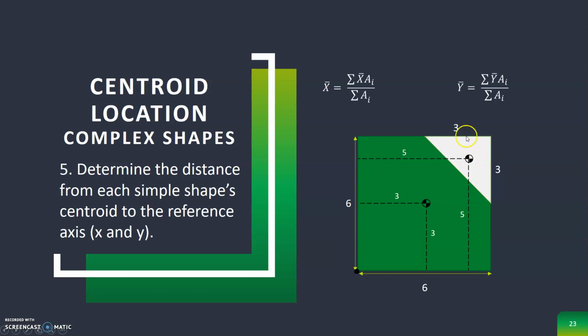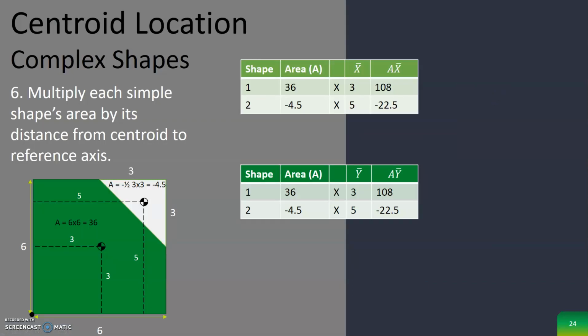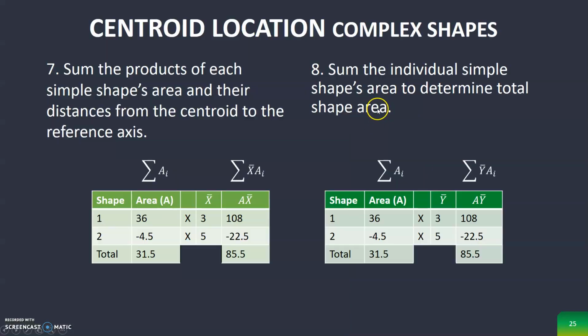So instead of 1 and 1, we say it's now 5 and 5 because we're adding in that shape, so that distance there. Then we multiply each of the simple shapes, but this time we only have two shapes, the square and the triangle. 36 times 3 gives us that number. Negative, and this is the important part, negative 4.5 times the 5 gives us that number. And we do it again for the y-axis as well. And notice that this is going to be negative. That's important. We need to keep our negatives.